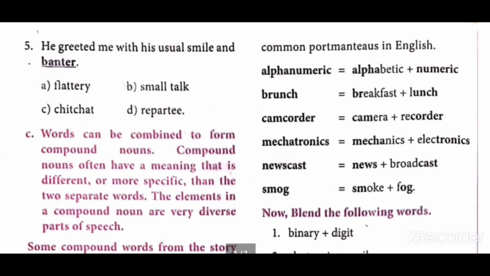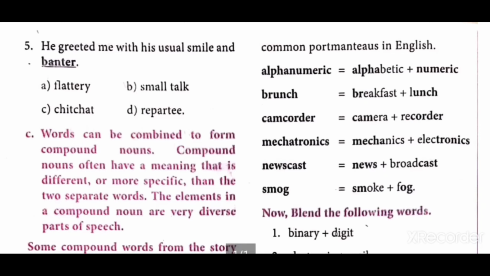Coming to the next one, it is newscast. It's the combination of news plus broadcast. Coming to the last one here, the word is smog, and the combination is smoke plus fog. Now blend the following words.